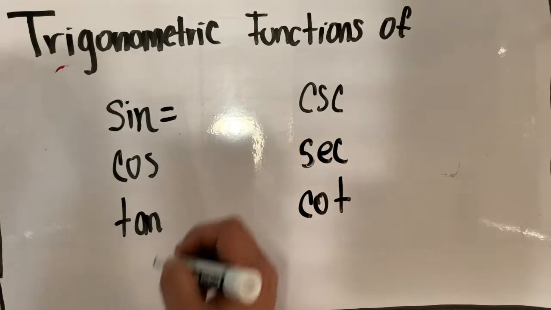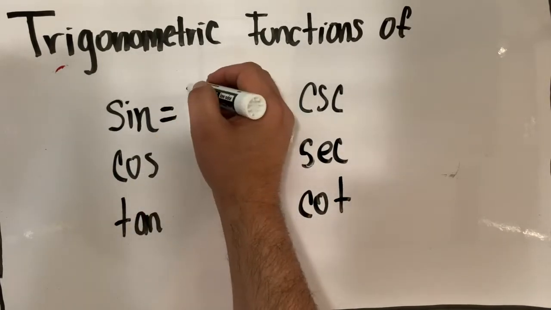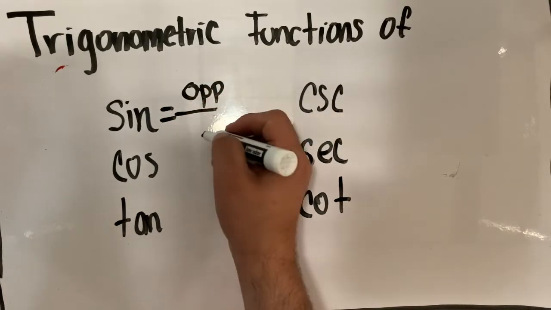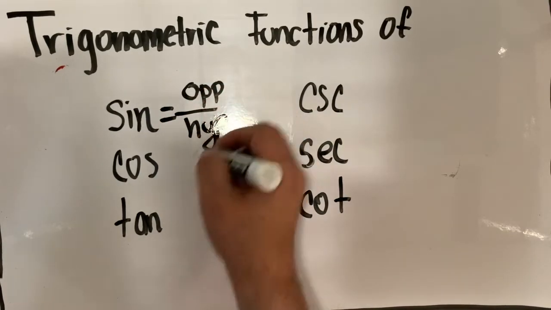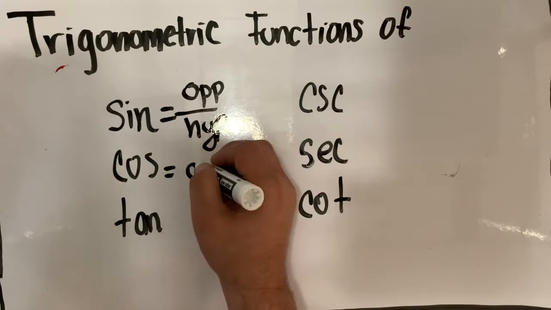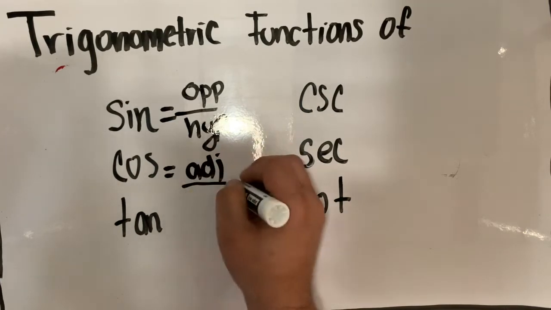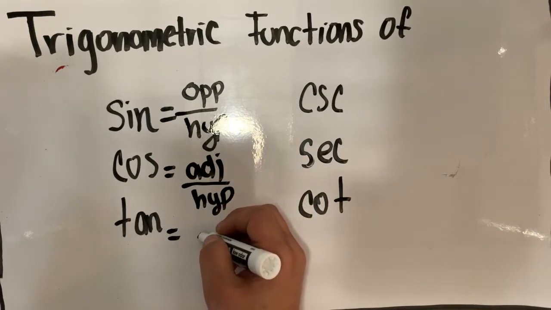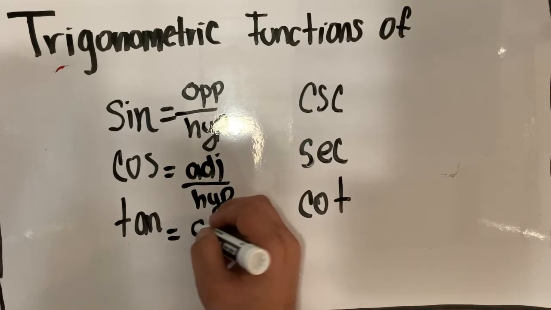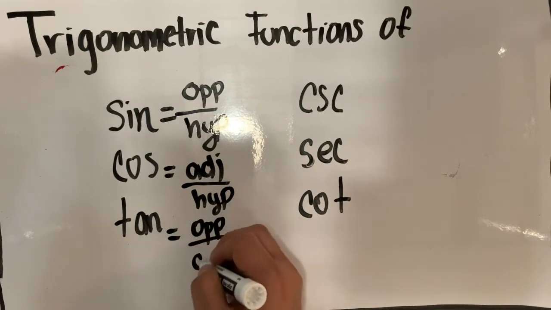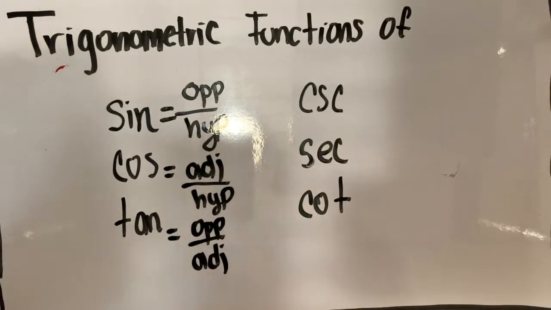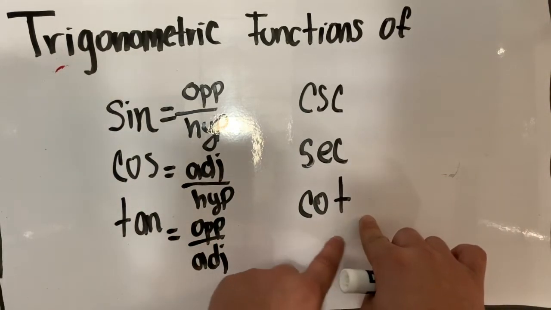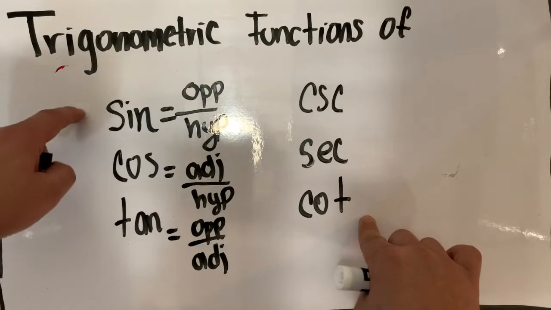The sine is equal to the opposite side over the hypotenuse. The cosine is equal to the adjacent side over the hypotenuse. And the tangent is equal to the opposite side over the adjacent side. The cosecant, secant, and cotangent are the opposite trigonometric functions of the first three.